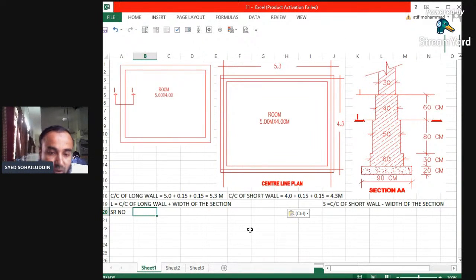What is the length of that long wall? We have just calculated the length of long wall as 6.2 meters. What is the width of that long wall? The width of long wall has been given in the section as 0.9 meters. What is the height of PCC in this case? The height of PCC has been mentioned in this drawing as 20 centimeters, so we will consider this as 0.2 meters. Then to find out the quantities.